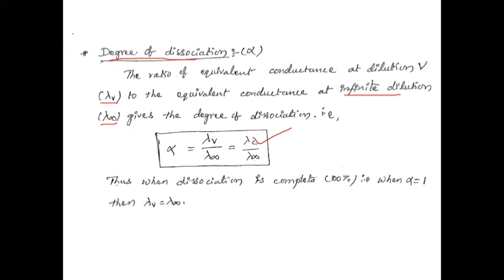So that means when the dissociation is complete, that means when 100% is completed, then what happens to the degree of dissociation? The degree of dissociation alpha becomes 1. Why? Because when the dissociation is complete, means 100% dissociation is there, then what happens to lambda V? Lambda V is automatically equal to lambda infinity. So if you substitute lambda V as lambda infinity, then lambda infinity is cancelled. Then what is the alpha value? Alpha becomes 1.